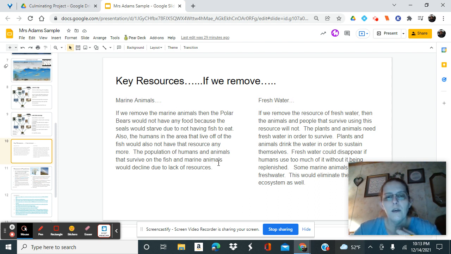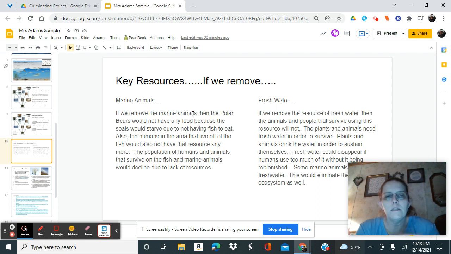Then I went in and did some research on those things. So this is all about research. I said, if we remove the marine animals, then the polar bears would not have any food because the seals would starve due to not having any fish to eat. So it's cause and effect relationships. That's what we're looking for. Remember, those are the big science concepts that we're looking at.